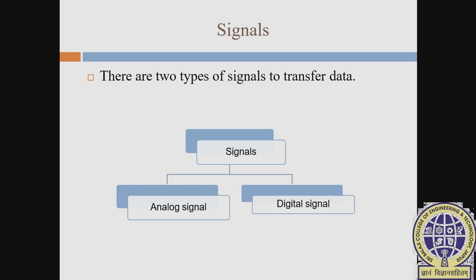Now we discuss signals. What is a signal? We learned about data communication and the sender to receiver data sending process, but without a signal we cannot send any kind of data. So we can use two types of signals, one analog signal, second one is digital signal.